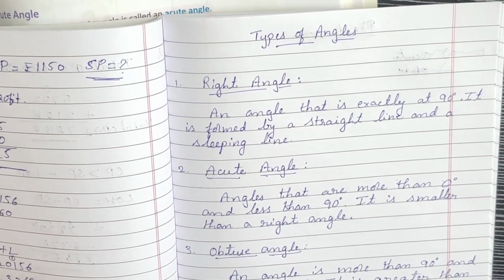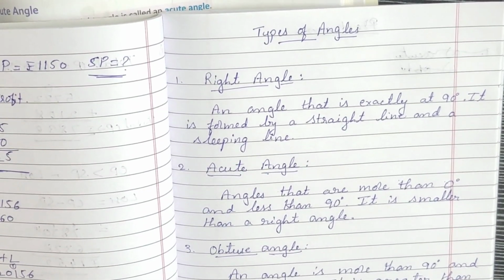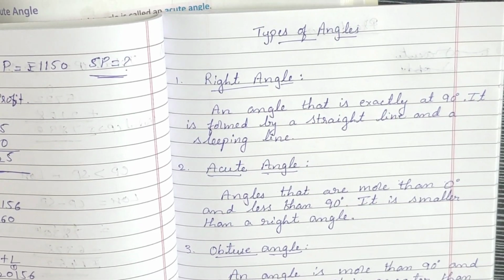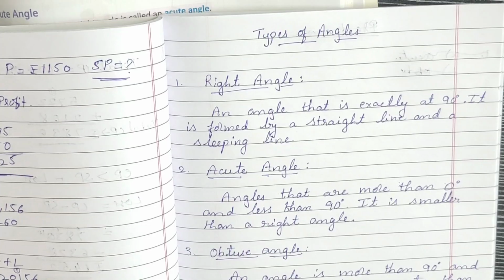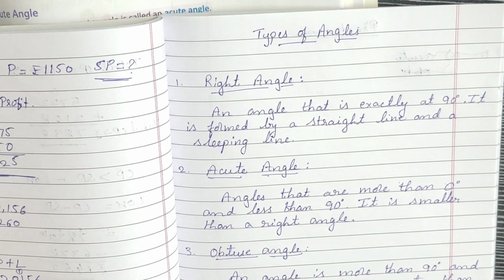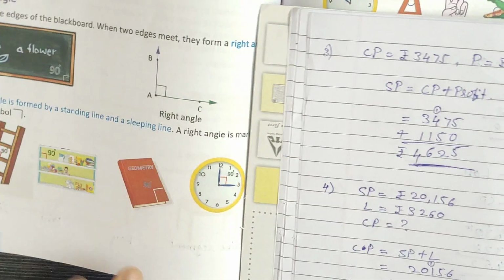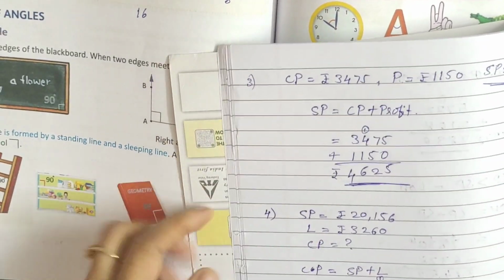Today we will see the types of angles. First one, right angle. What is a right angle? An angle that is exactly 90 degrees. It is formed by a straight line and a sleeping line. This is a right angle.